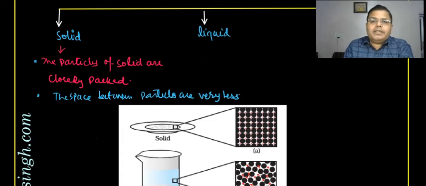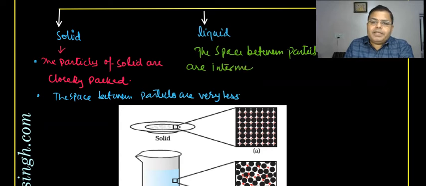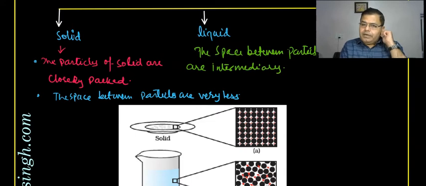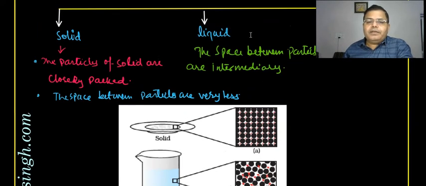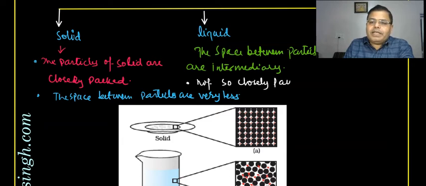Now, in liquid, it is intermediary. Intermediary means the space between particles is neither too packed nor too far away. That is more than solid but less than gas. So it is not so closely packed. There is some space between them.